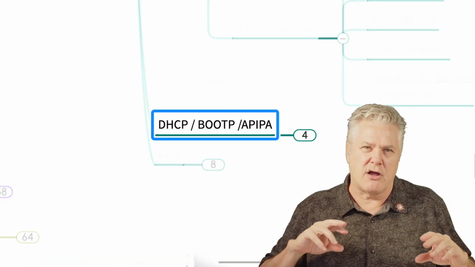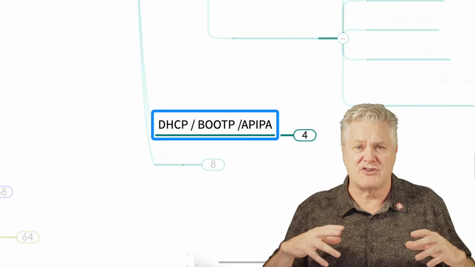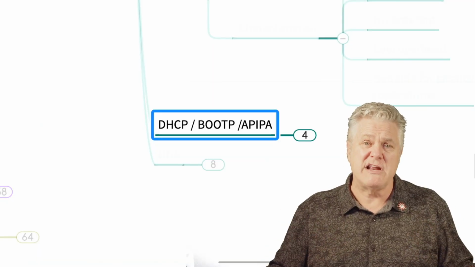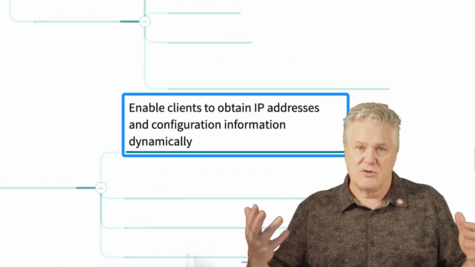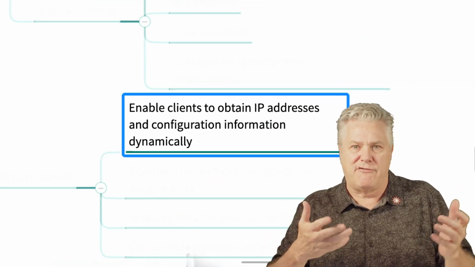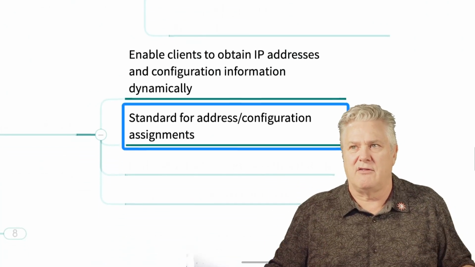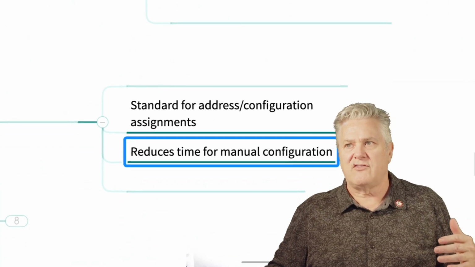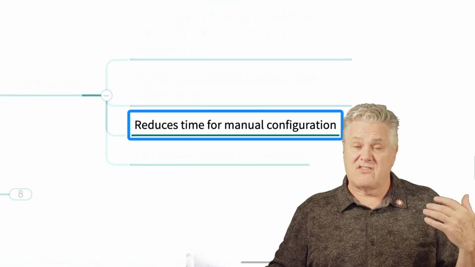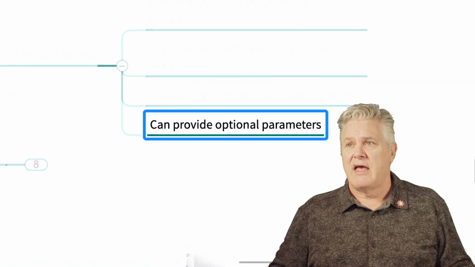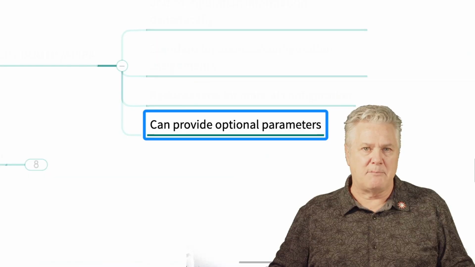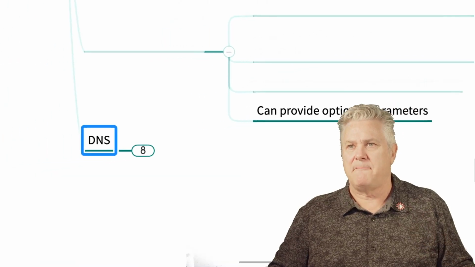Now, I put DHCP, BootP, and APIPA all on the same line. We're really only going to talk about DHCP because it's the major function that we perform. But remember, there are 3 different protocols that do the same thing, which is enabling the IP address to be configurable on the client without physically, manually being there at the client. It gives standards for addressing, configuration, and assignment, and it stops all that manual process for us. And it can provide lots of optional parameters, which we will talk about.